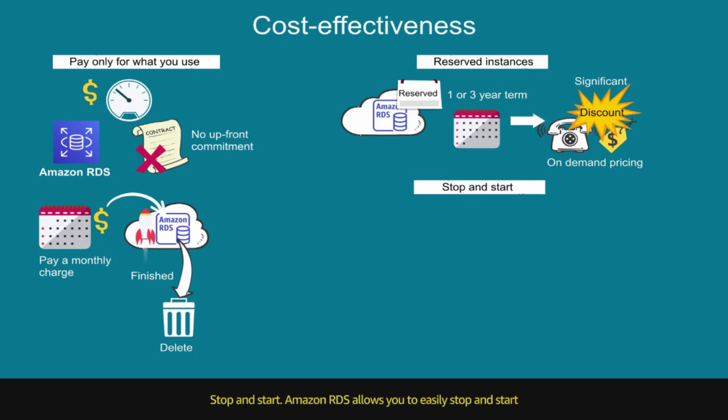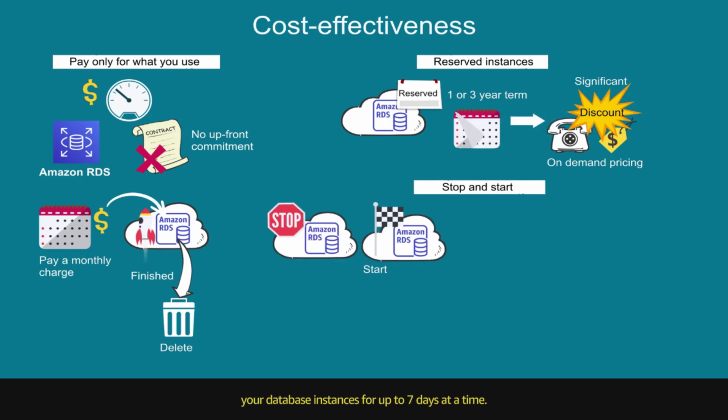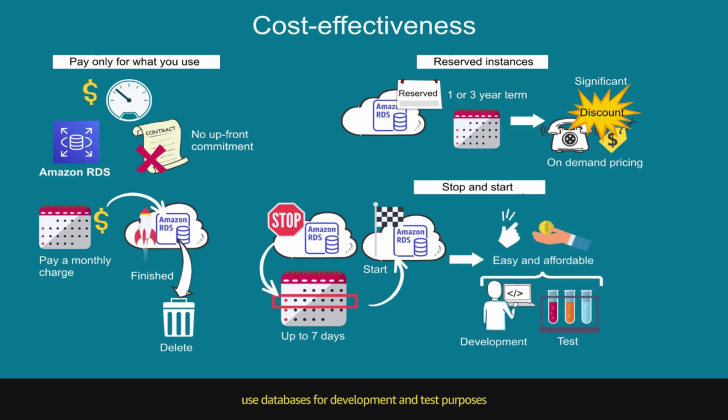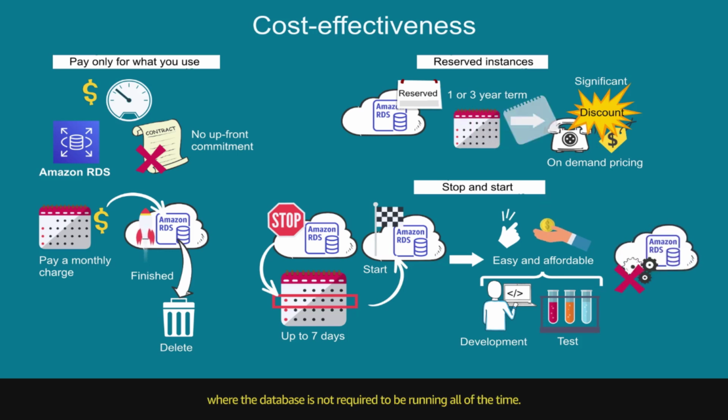Stop and start. Amazon RDS allows you to easily stop and start your database instances for up to 7 days at a time. This makes it easy and affordable to use databases for development and test purposes where the database is not required to be running all of the time.